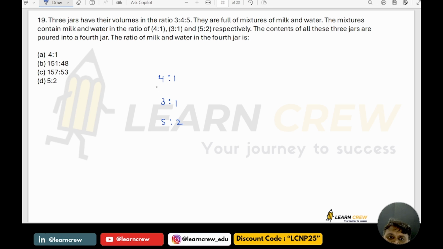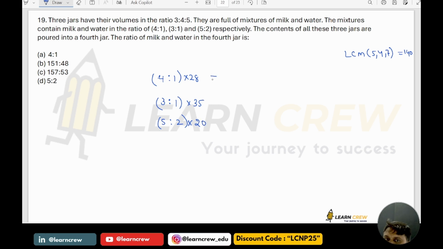Please see here. First I am taking all the 3 jars to be of equal capacity. So this is 5 parts, this is 4 parts, this is 7 parts. 5, 4, 7. LCM of 5, 4 and 7 is 140. So now I am taking everything as 140. Here I have 5, I am multiplying with 28. Here I have 4, I am multiplying with 35. Here I have 7, I am multiplying with 20.